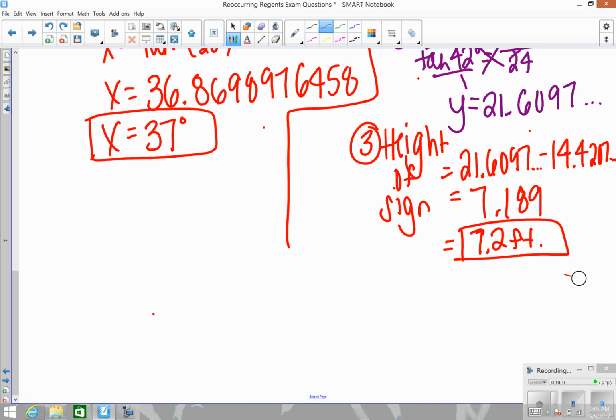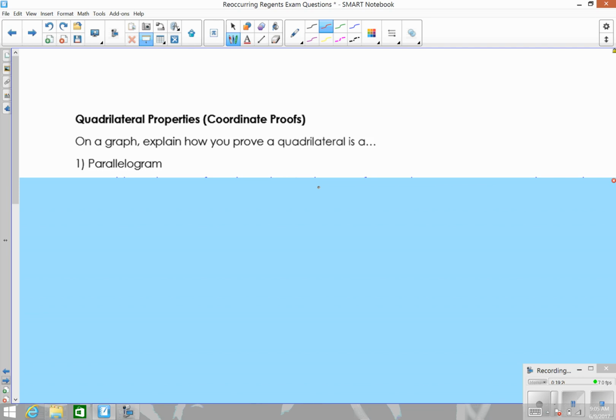And there you go. So the next topic here is just going through quadrilateral properties. For this, you're probably going to want to just pause the video because I actually have these filled in. So I just want to quickly talk about how to do coordinate proofs, or even a Euclidean proof, a statement reasons proof, when you have a different type of quadrilateral that you're trying to prove.